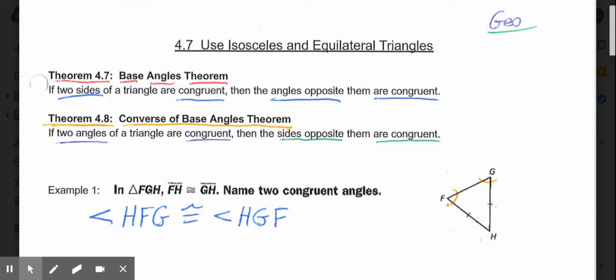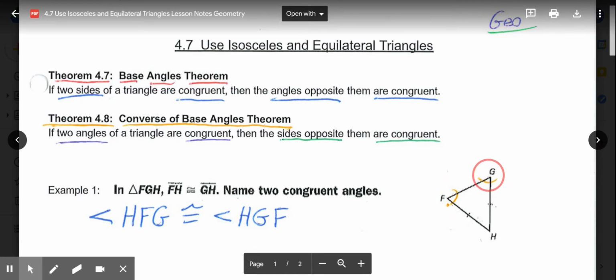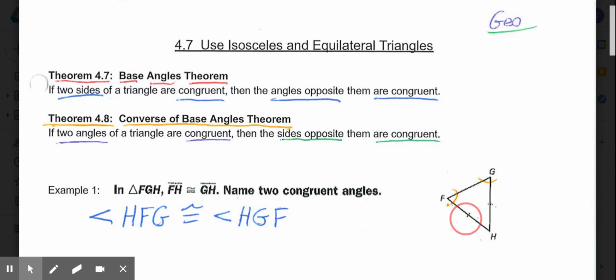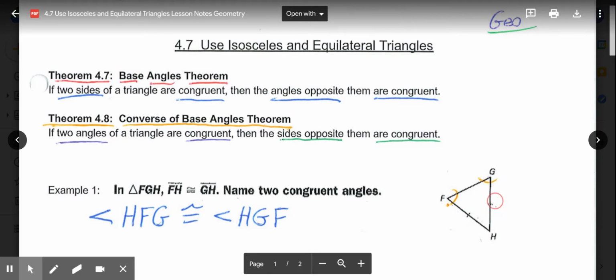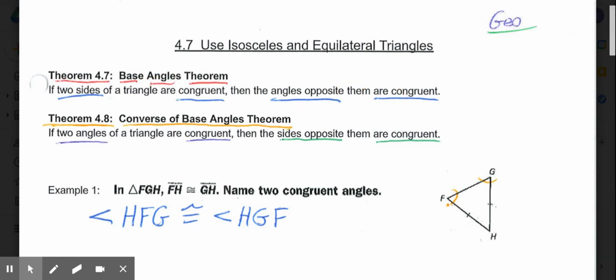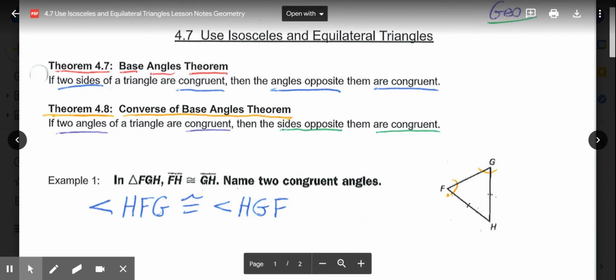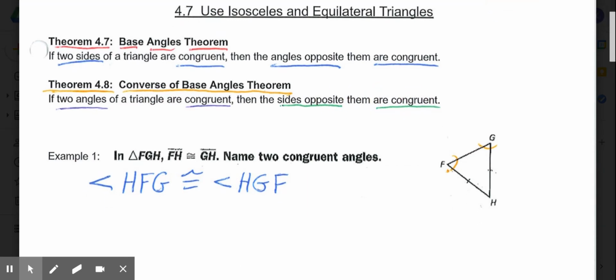And then we have the flip side of that, or the converse. Theorem 4.8, converse of the base angles theorem, tells us if we know two angles are congruent, then the opposite sides are congruent. So if we started knowing angle F and G are congruent, then we know their opposite sides, FH and GH, are also congruent. So the base angles theorem, if you know the sides, then the opposite angles are congruent. The converse, if you know the angles, then the opposite sides are congruent.